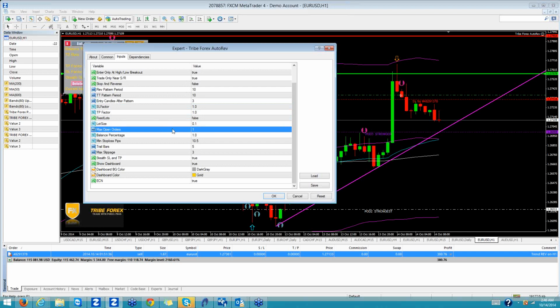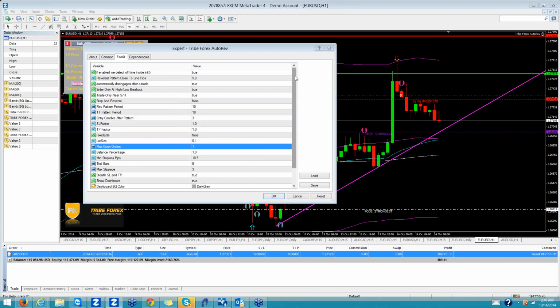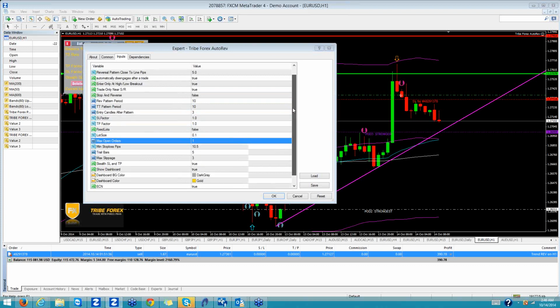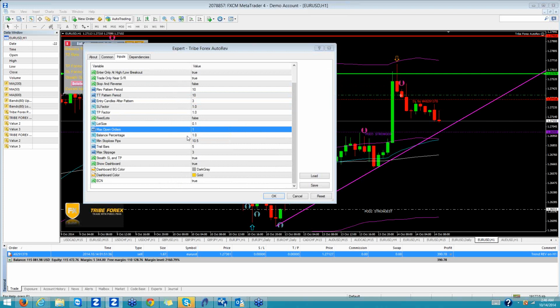Now here's an interesting one. This is called max open orders. So if you set automatically disengages after a trade to false, and then you set your max open trades, you can actually take more trades in the market at the same time. In fact, you don't even have to change the automatically disengages.